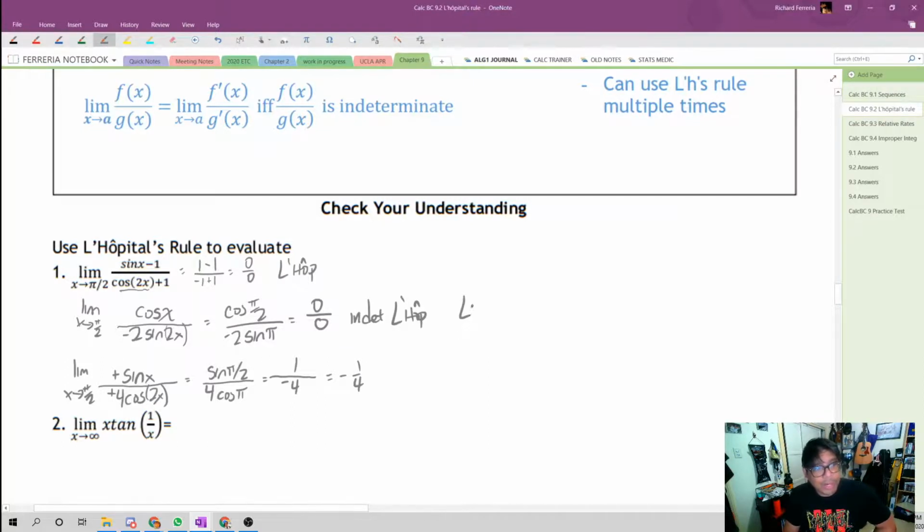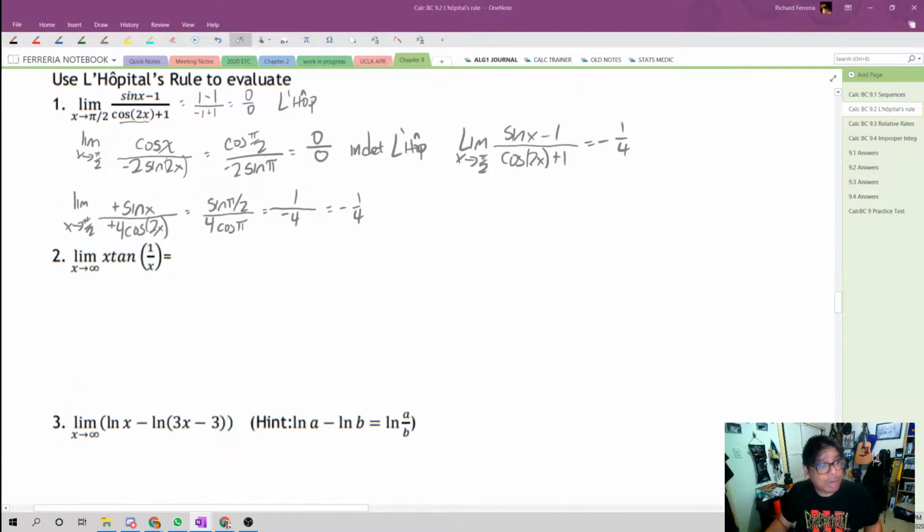Over here I'm going to write the limit as x approaches pi over 2 of sine x minus 1 over cosine of 2x plus 1. That's equal to negative 1/4. Next, check your understanding problem.